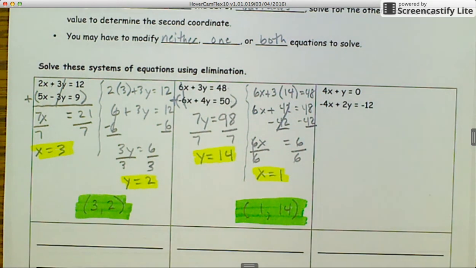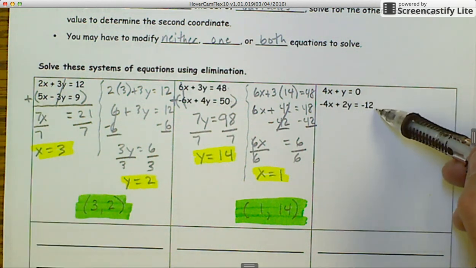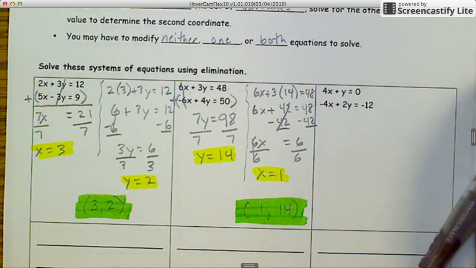Okay? The last equation is right here. I would like you to solve this equation for homework. Bring it in tomorrow. Okay?